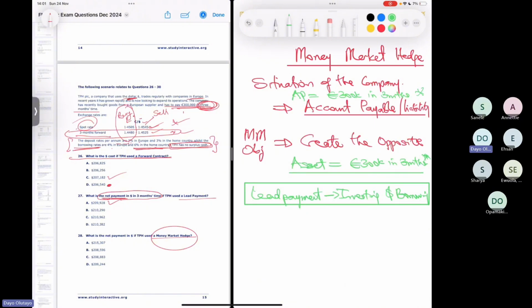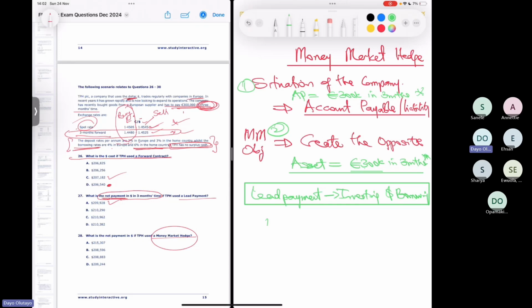Now, we know our situation number one. Our objective we know now. We want to create the opposite transaction. The question is, how do we get this euro? Because we need the euro that will give us this asset. We need to invest that euro today, such that when we invest it today, we get interest income on it, and in 3 months' time, it will be 300,000.